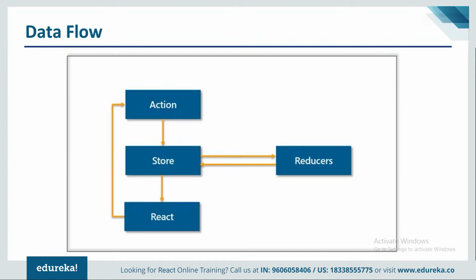So first of all, action, how this data flow is happening. An action describes the user intent. It is an object with some type property and some data. The action has a type.